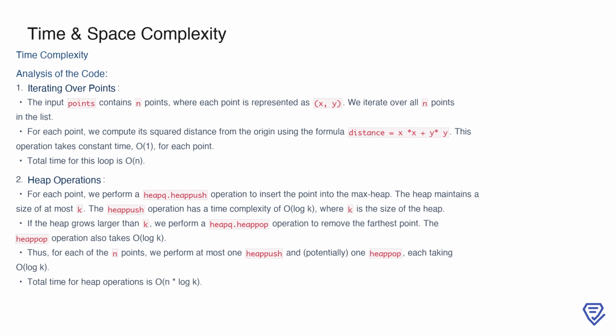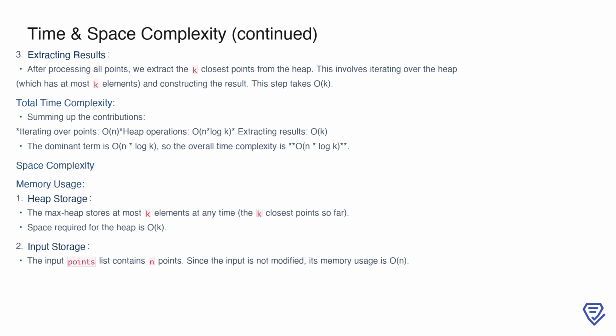Next, we use heap operations to maintain the k closest points. For each point, we insert it into a max heap using the heapq.heappush operation, which takes O(log k) time. If the heap exceeds k elements, we remove the farthest point using heapq.heappop, which also takes O(log k). Therefore, for all n points, the total time spent on heap operations is O(n * log k). After processing all the points, the final step is to extract the k closest points from the heap. The heap contains at most k elements, so iterating through it to construct the result takes O(k) time.